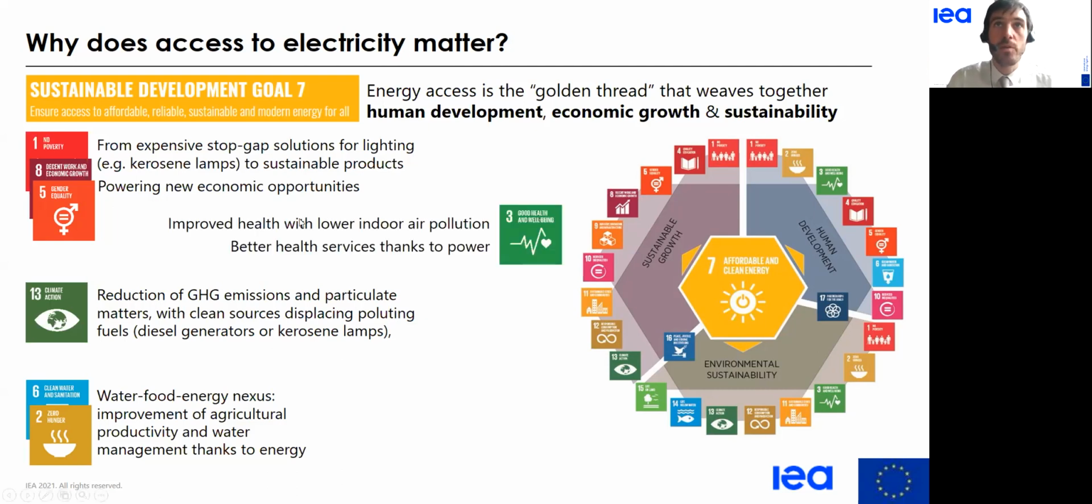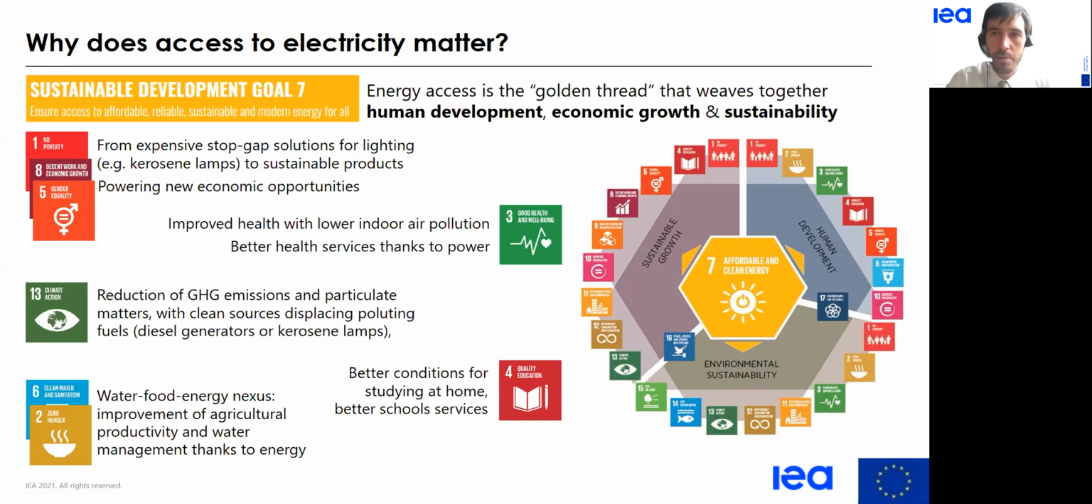SDG number 3 relates to health, as presented by Zakia regarding clean cooking. We know that traditional use of biomass, and kerosene for lighting, are important sources of indoor air pollution, and this causes more deaths than malaria, for example. So clean power can bring better health, but power is also required for health services and health centers to better operate.